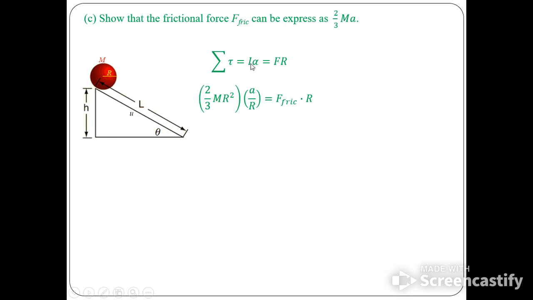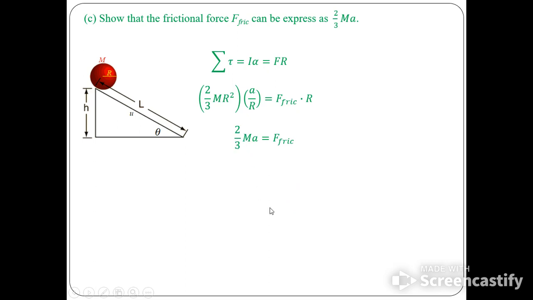But again, I don't need to use I nu, I need to use ICM. And ICM for a hollow sphere is 2/3 mr squared, changing alpha into A over R. And again, you have to identify what's the force that's causing the torque or the rotation. In this particular strategy, it is the frictional force, since I'm using ICM for the hollow sphere. So again, I replace F with Ffric, the R remains the same. And once again, this R and this R squared will cancel out. It's just basic algebra. And it's going to leave you with the statement Ffric is equal to 2/3 ma.